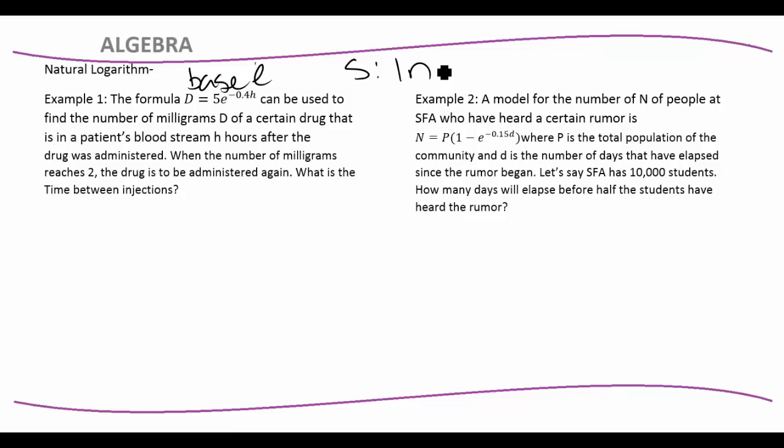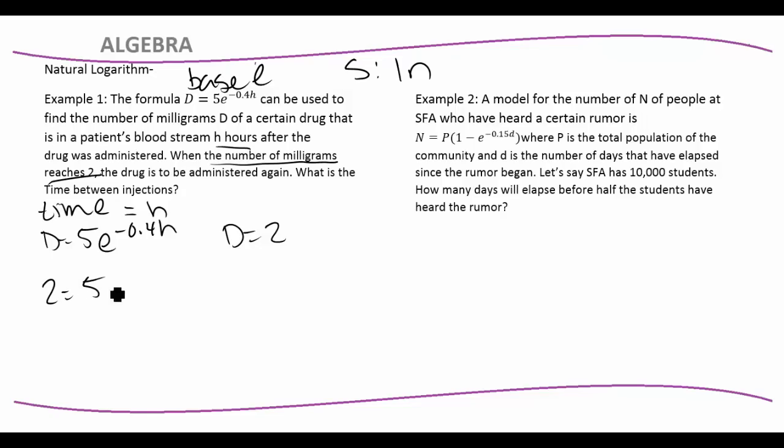So step 1, what are we looking for? We're looking for time. Step 2 is to give time a variable, which is h, because it's told to us in the problem above. Step 3 is to translate the words into mathematical statements. We have d equals 5e to the negative 0.4h. The formula was given to us, and we know that we want d equal to 2, because we want when the number of milligrams reaches 2. So we substitute 2 into the formula, and we get 2 equals 5e to the negative 0.4h.